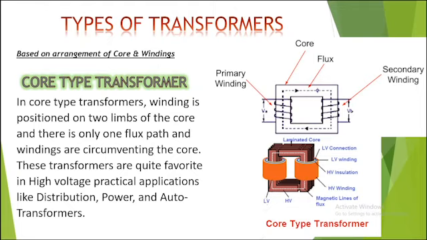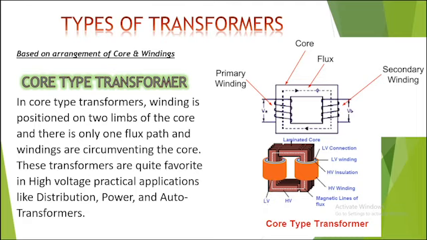Coming to the types of transformers, transformers are based on the arrangement of cores and windings. Core type transformers. In core type transformers, the winding is positioned on two limbs of the core, and there is only one flux path, and windings are circumventing the core. As you can see in the diagram on the right, the winding is around the two limbs of the core.